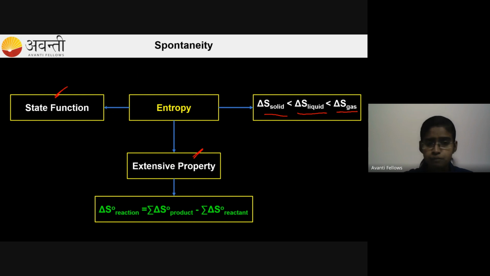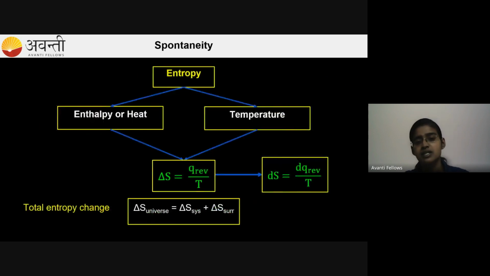Okay. And entropy can be represented in terms of enthalpy or heat, or in terms of temperature. Okay. So both will give this: delta S is equal to Q by T, the heat exchanged in the reversible process divided by temperature. If I change this delta S to small s, I will get dS equal to dq by T. And the total entropy change, that is delta S of the universe, will be equal to the sum of the entropy change of the system and the surroundings. So the entropy change of the system and of the surroundings will give me the change in entropy of the whole universe.